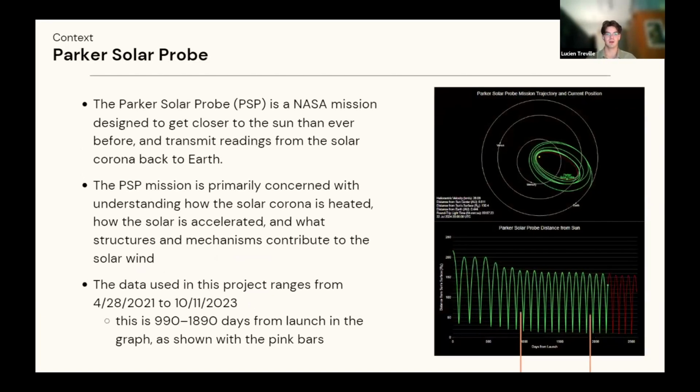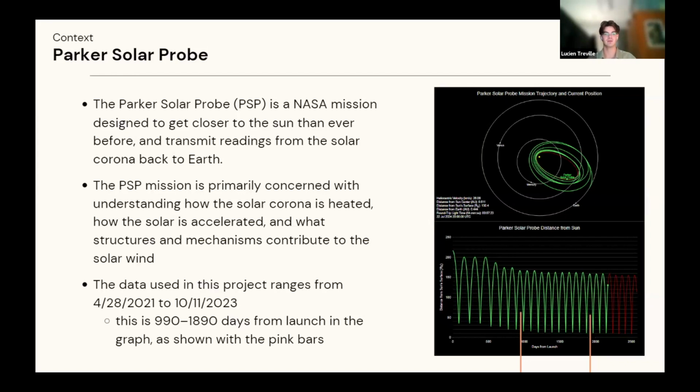Okay, so how did we get our data for this project? Well, I used data from the Parker Solar Probe. The Parker Solar Probe is a NASA mission, as they put it, to touch the sun. So they want to get as close as we have ever been to the sun and bring back as many recordings from the sun. This is extremely cool and brand new for humanity. So yeah, I got to work with data from the sun, and that was very neat to do.